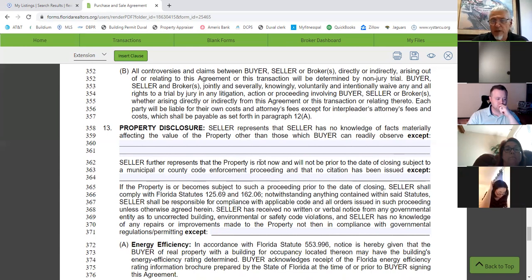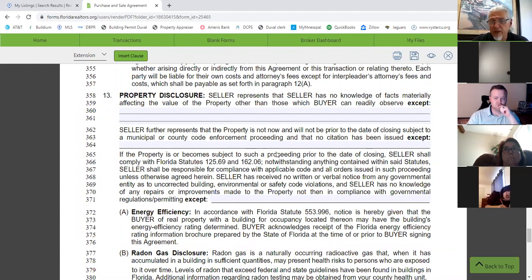Seller further represents the property is not now or will not prior to the date be subject to a municipal or code enforcement proceeding. That is a municipal lien, folks. And so he's saying in this, if he doesn't mark anything there, there are no municipal liens. Okay, this is what I was telling you.